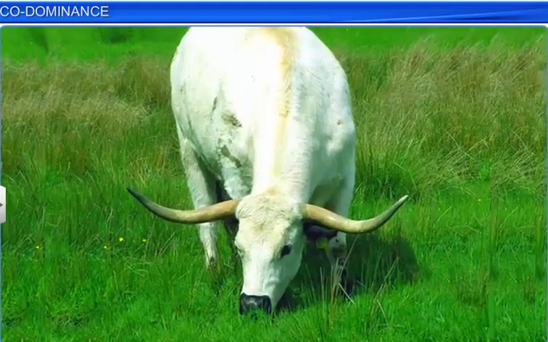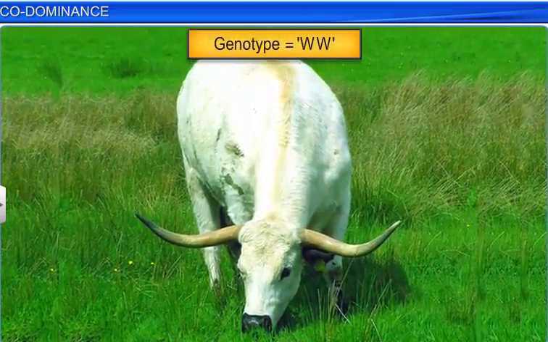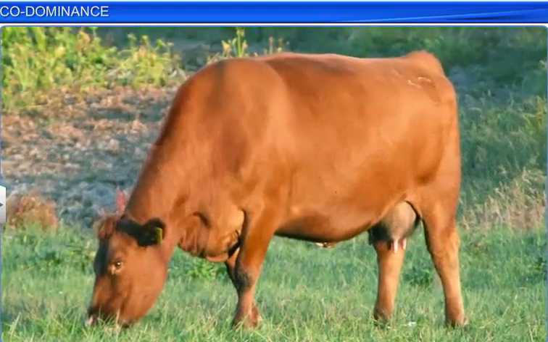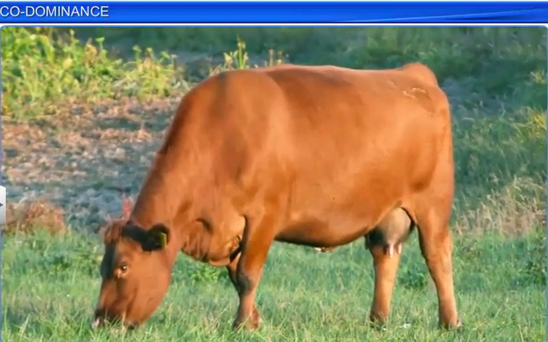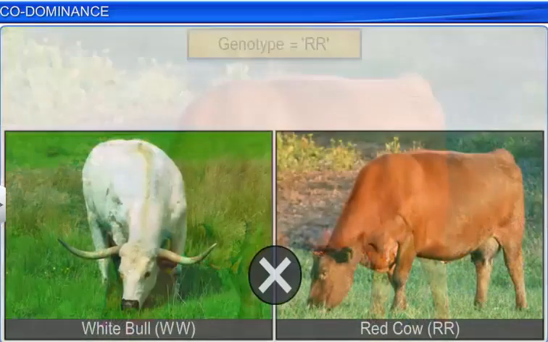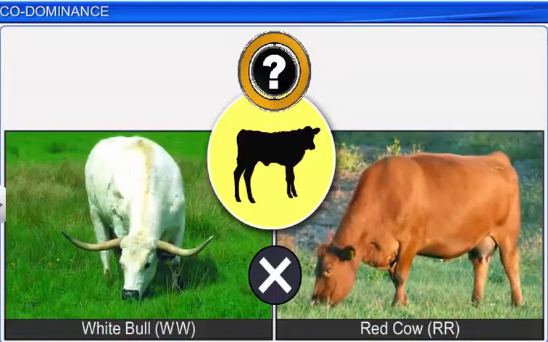This is a homozygous bull, white in color, with a genotype W, and this is a homozygous cow, red in color, with a genotype R. What color will their calf be in the F1 generation?